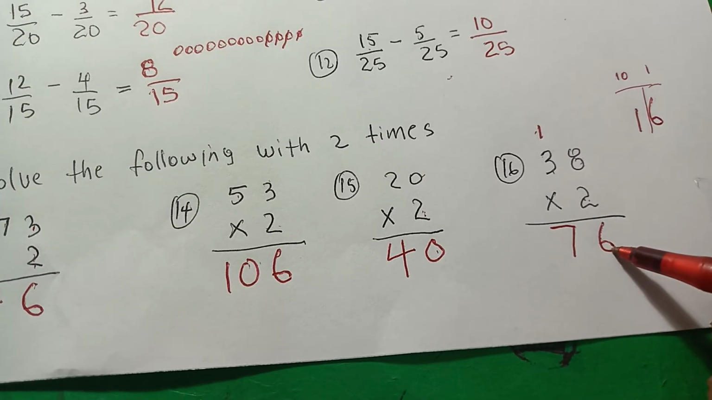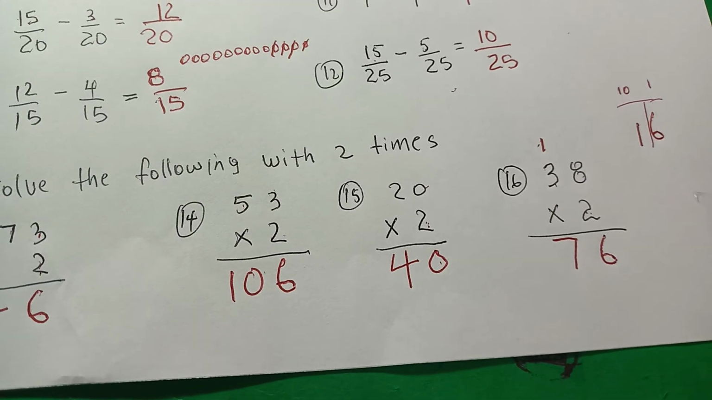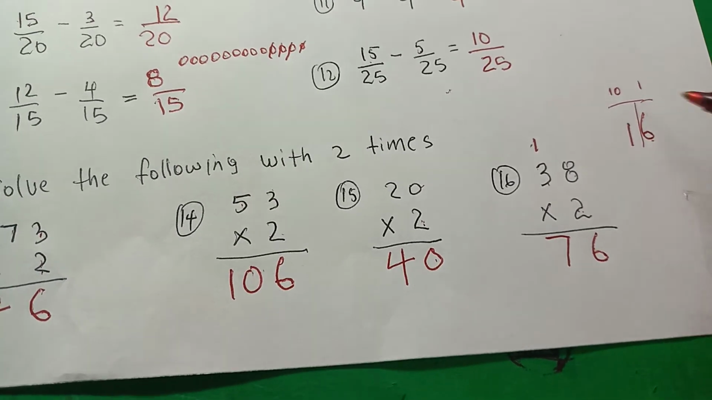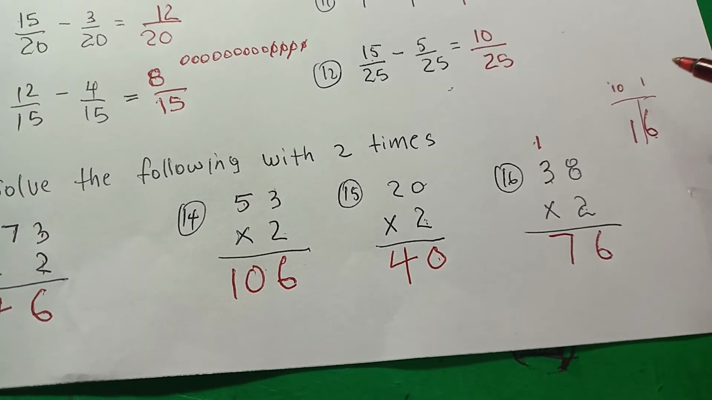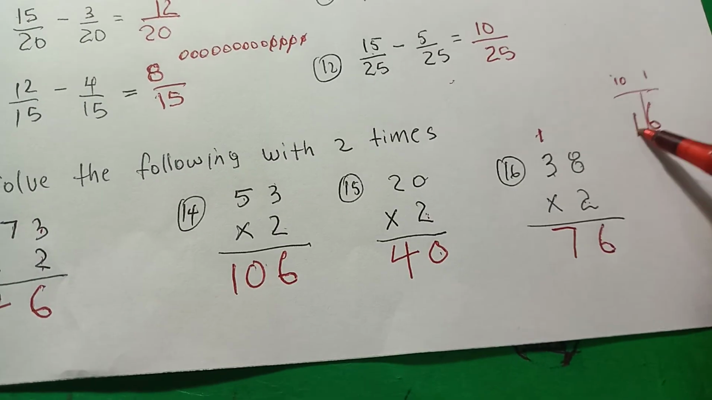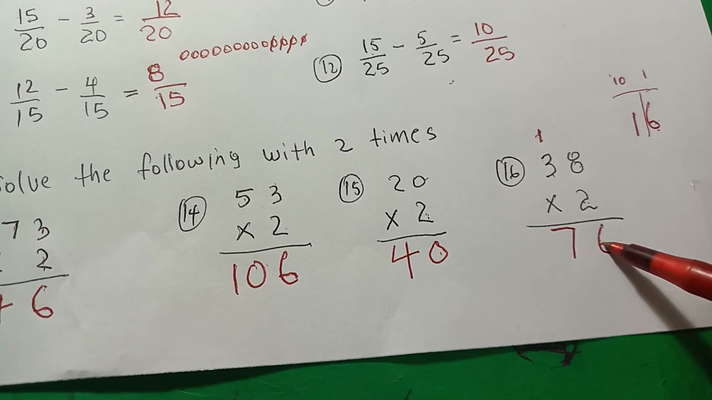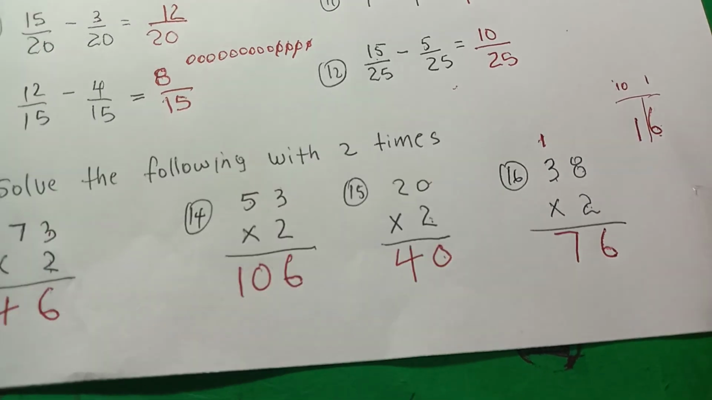Remember, you put down the 1s, carry the 10. That's what we do in the base 10 system. Put down the 1s, carry the 10. That's why we leave the 6 here and carry the 1 here, because the 1 is in the 10s position. The 6 is in the 1s position. Remember your place value chart.